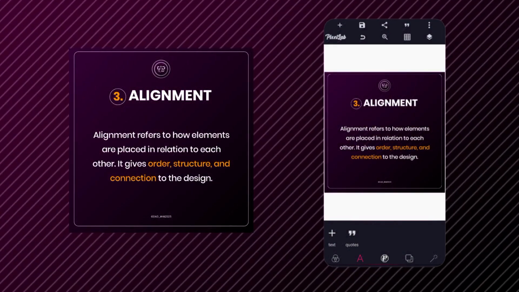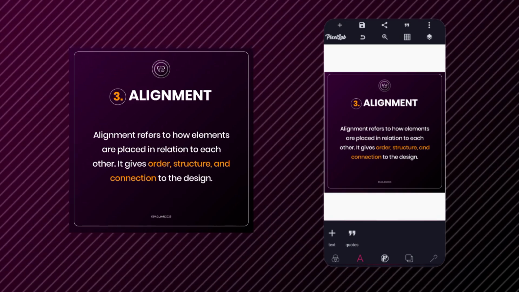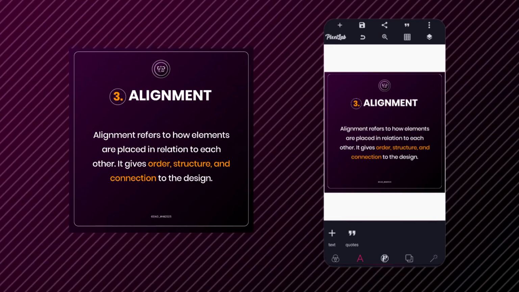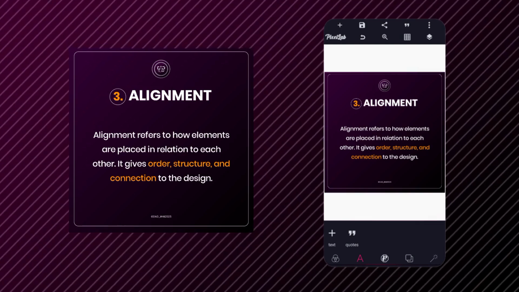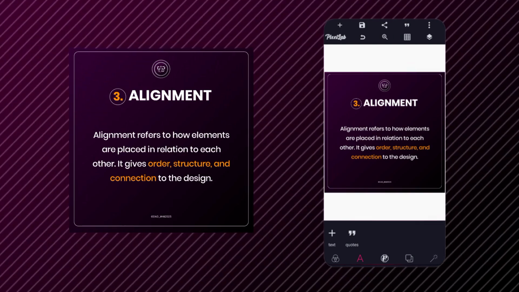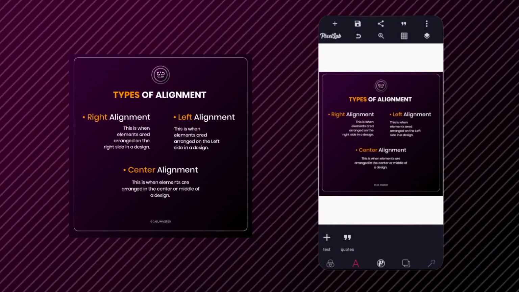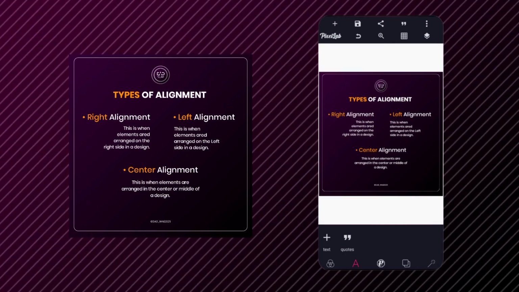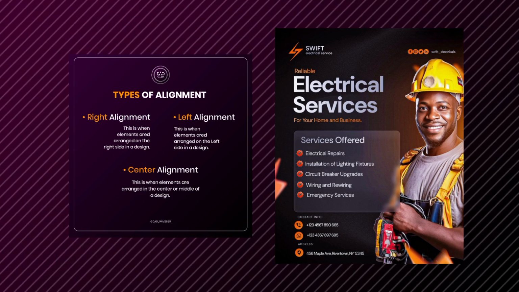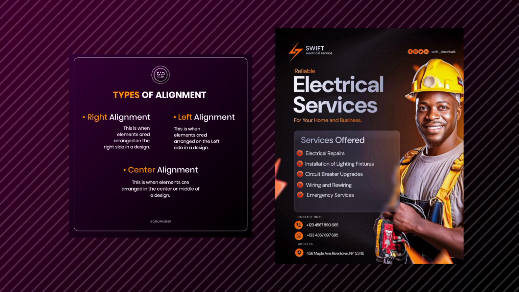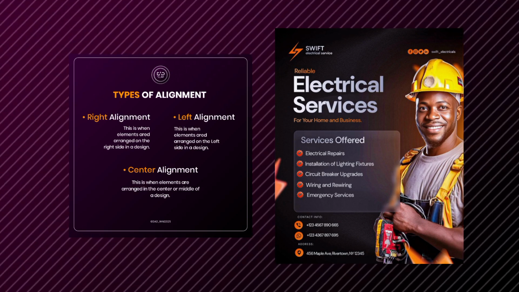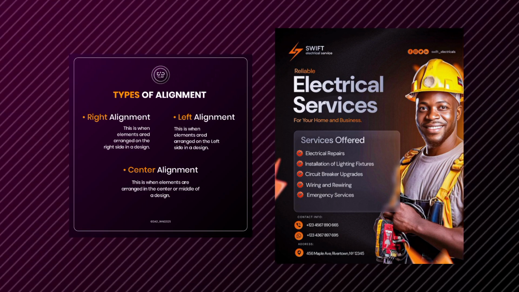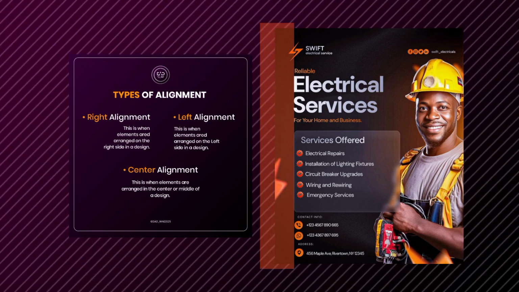The next principle is alignment. Alignment is how elements are placed in relation to each other in the design. It gives structure, orderliness, and connection to your design. You have different types of alignment. We have left alignment, right alignment, and centered alignment. This example here is a left alignment where all the elements are arranged from left to right. See the structure, see those lines, you can easily trace the line invisibly. That's how you arrange it.